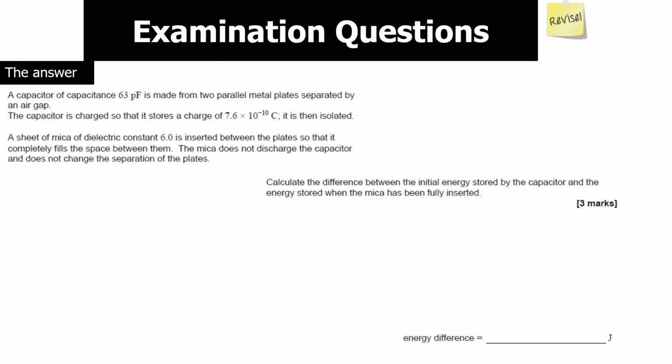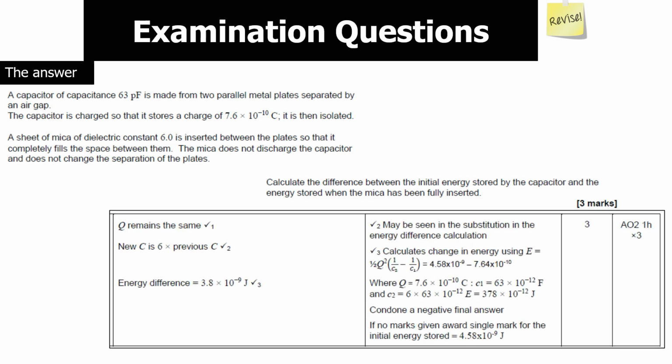Right, so how do you answer this one? Well, we know in this question that the charge remains the same. So we know Q is the same, but the new capacitance is 6 times the previous one because the dielectric constant is now multiplied by 6. When we look at the equation, you can look at your dielectric constant equation by saying C equals epsilon 0 epsilon r A over d. So the new capacitance is going to be 6 times the size of the previous one. You can work it through by saying if Q remains the same but capacitance goes up by a factor of 6, then our energy difference is going to be 3.8 times 10 to the minus 9 joules.